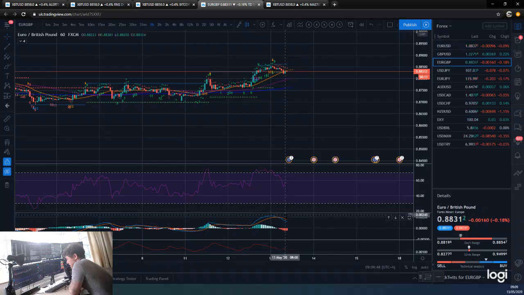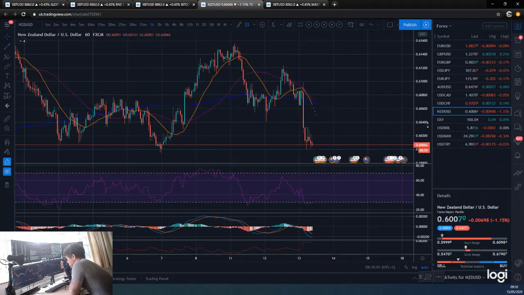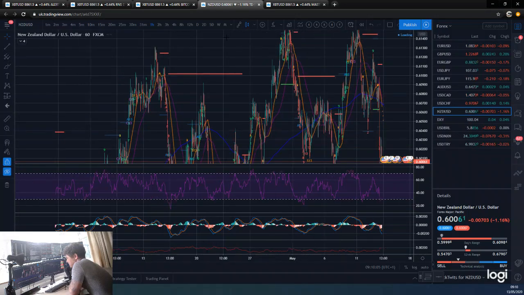Take the MACD, back looking bullish, and then carrying our resumption here in the RSI. So that's looking pretty constructive there. What else did we look at? Let's look at the New Zealand dollar, US dollar. Sorry, this is the 1 hour.